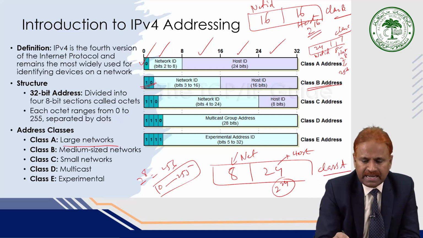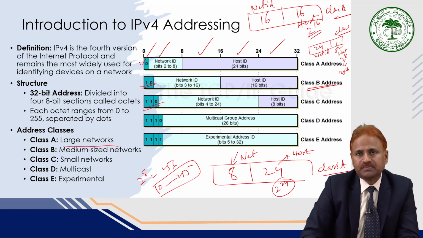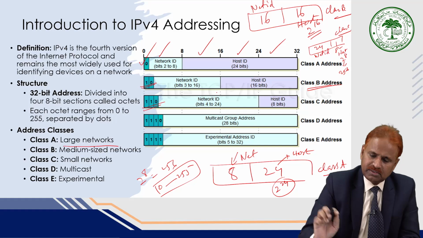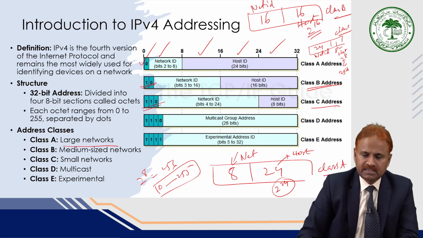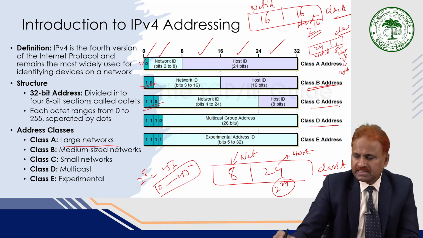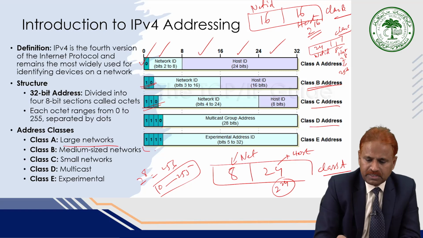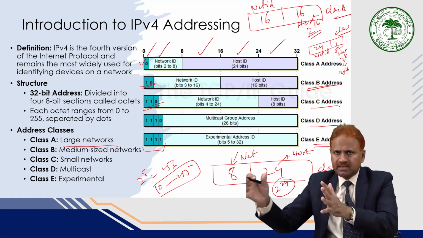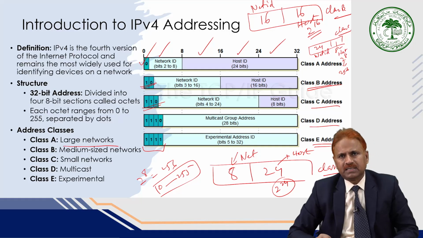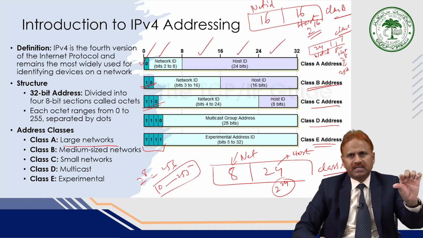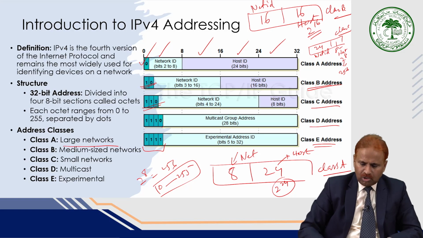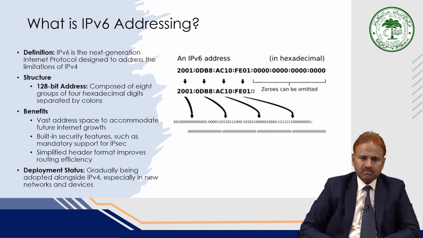fine. Similarly, if the address starts with 110, the first 3 bits are 110, then it is a class C address. If it is 1110, then it is a class D address. If it is all 1s, the 4 bits all ones, then it will be known as class E. So, by seeing the binary representation of the IP address, if the IP addresses are mentioned in binary, you can easily say to which class this address belongs.